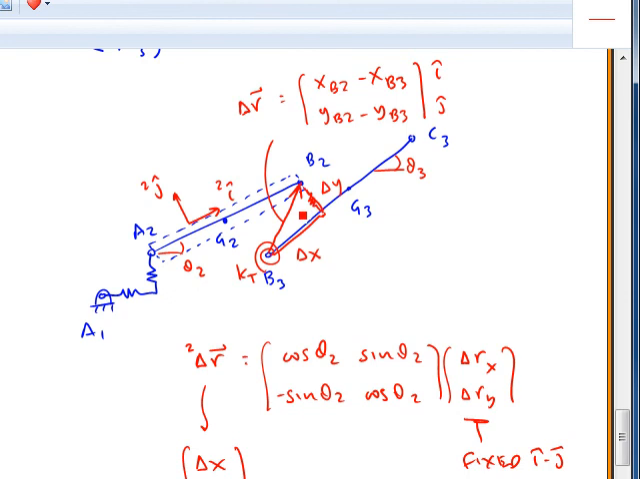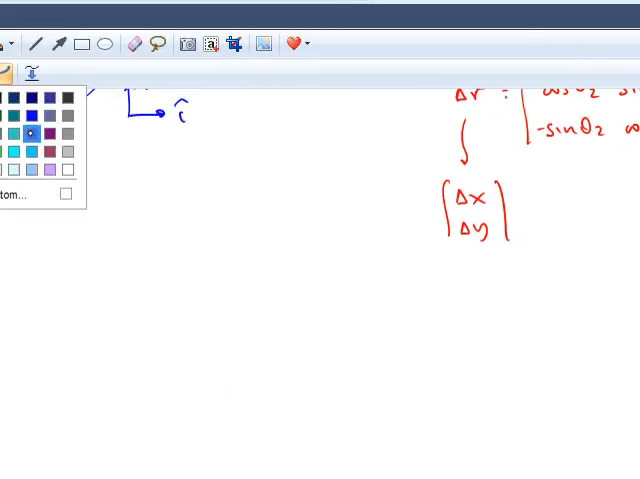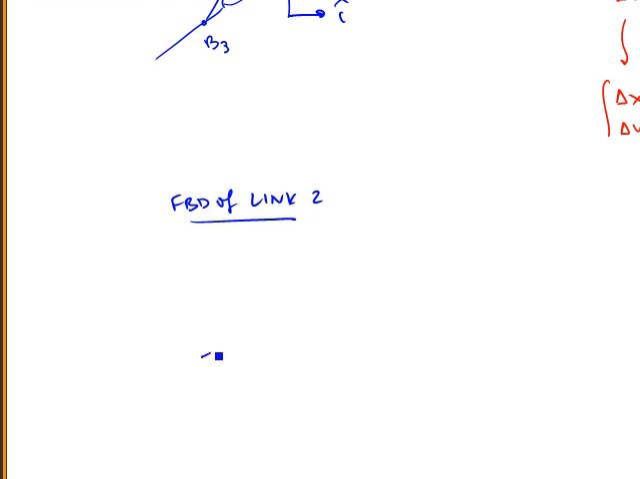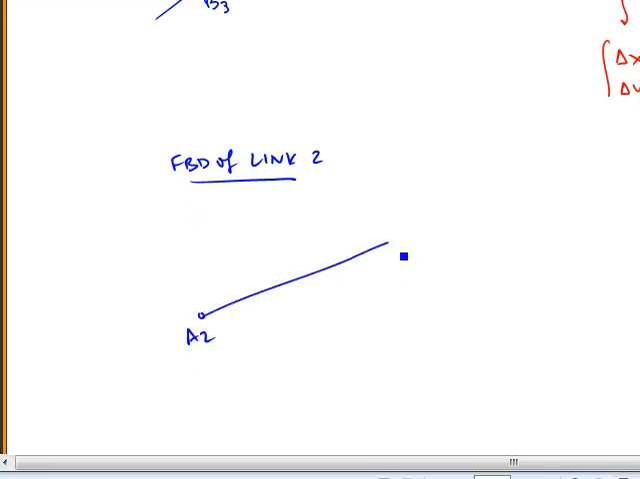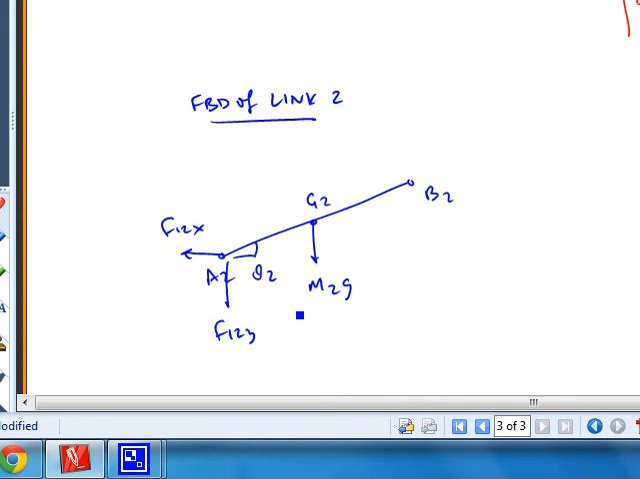Alright, so when I do the FBD of link 2, let's see, I'll draw A2, B2. I've got the center of gravity, I've got the gravity force, this link is at theta 2. I'm going to have F12X and F12Y, which will be positive K times YA2 and XA2.